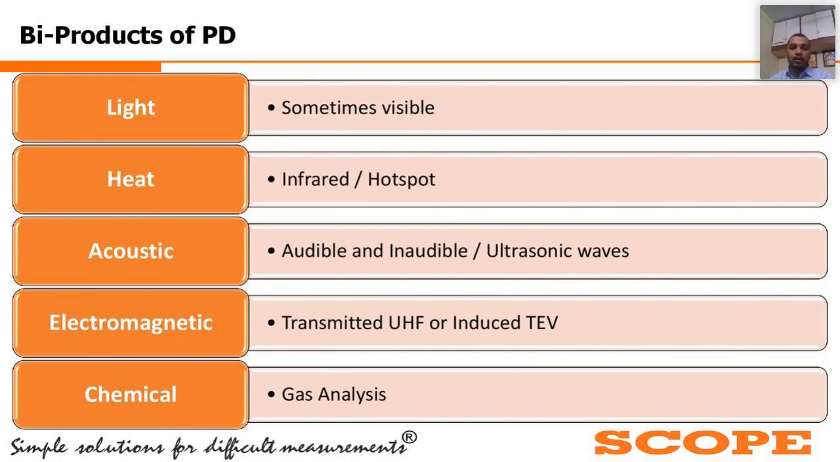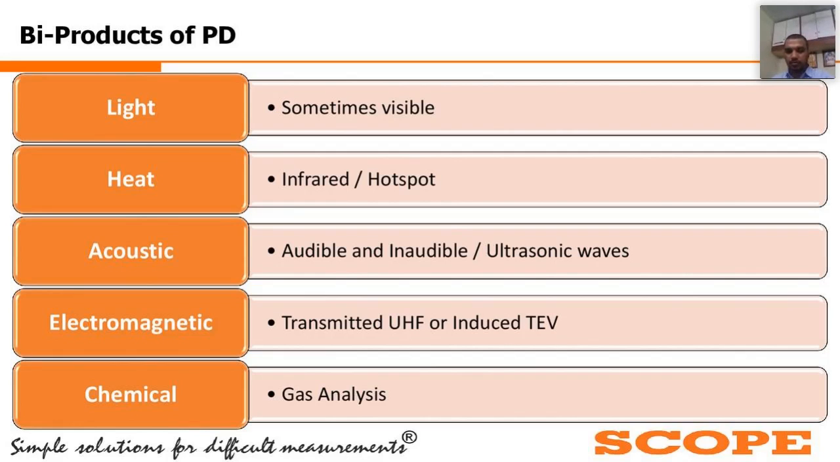Now, acoustic and electromagnetic: these are basically the sound waves, or the waves that come out of the source of the partial discharge, or from the physical defect which is under high voltage stress. So these are of two kinds, acoustic and electromagnetic. Acoustic ones can be audible or inaudible. By inaudible, we mean ultrasonic waves, that is, the frequency of the waves coming out of the sources is above 20 kilohertz.